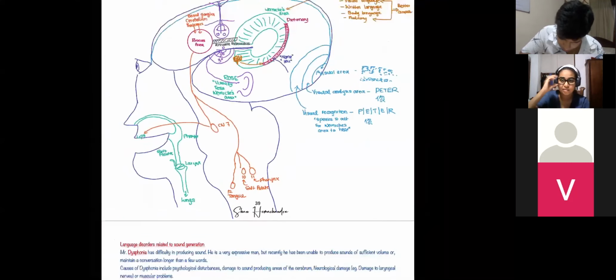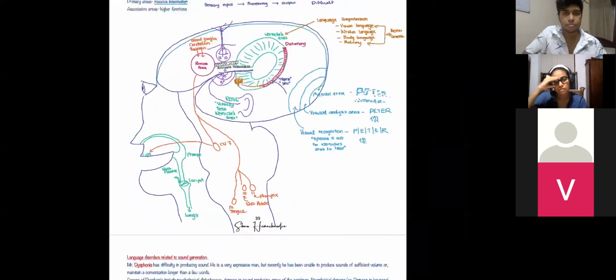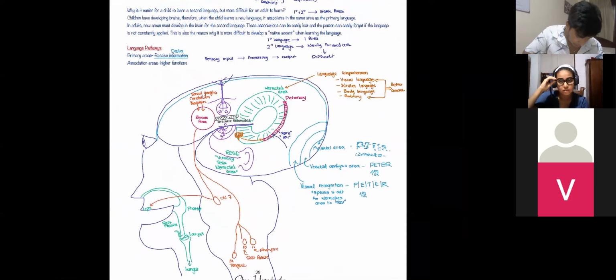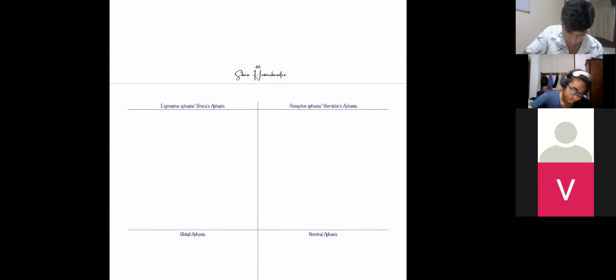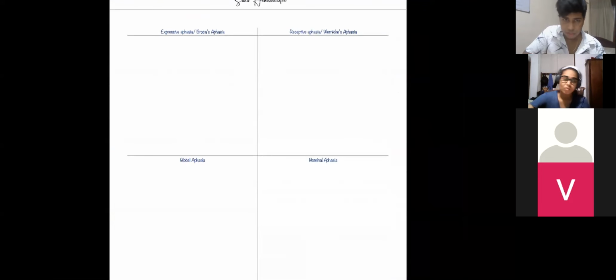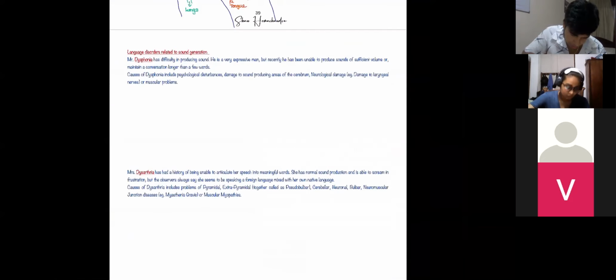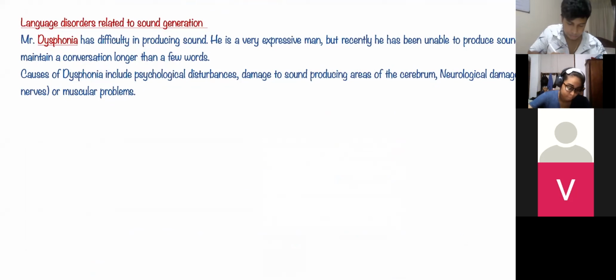Now this is the basic pathway. If you guys didn't understand this, you can ask, because I'm going to go into the disorders. We'll quickly go through these. Now, the first one is a disorder called dysphonia. That is difficulty in producing sound.